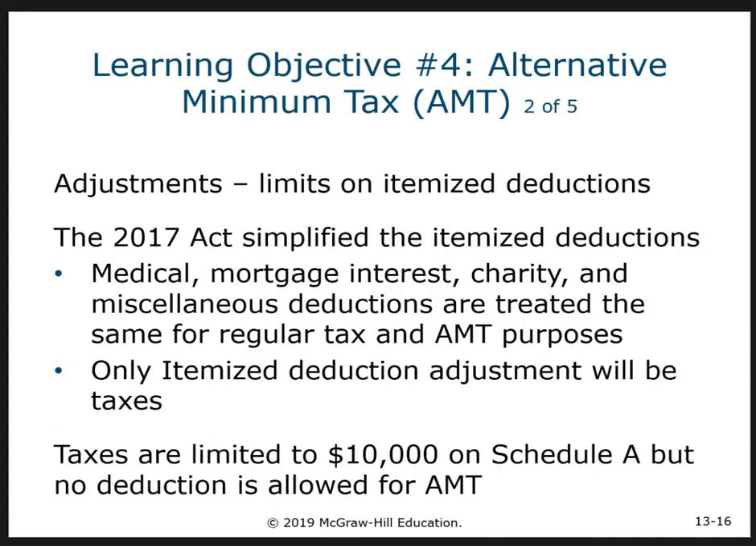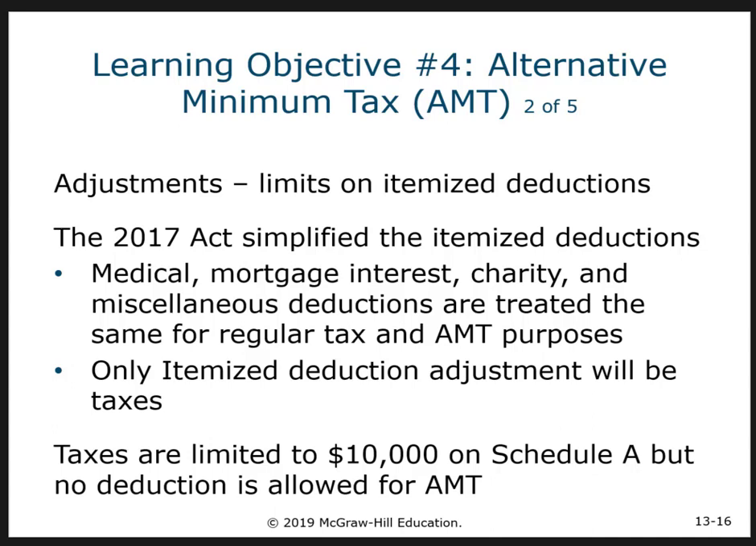So what adjustments need to be made? Well, one of the things that we'll see on the 6251 is that the only real difference on itemized deductions now that we've changed the law, having to do with medical and mortgage interest, charitable contributions, miscellaneous deductions, is that the regular and the AMT are pretty much the same. So there used to be different thresholds. Used to be that miscellaneous itemized deductions were not allowed for AMT, but they were allowed for regular. Now they took them away under regular, so now it's the same.